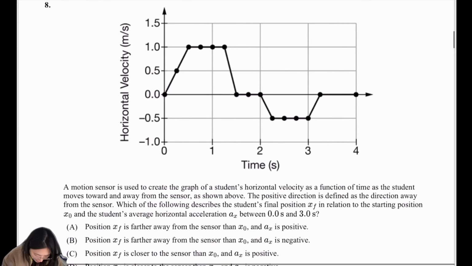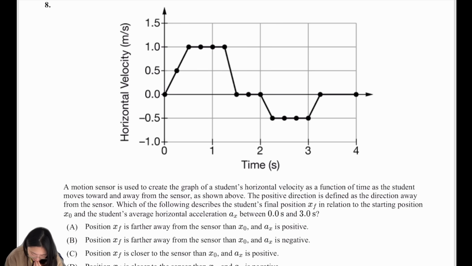Question number 8. A motion sensor is used to create the graph of a student's horizontal velocity as a function of time as the student moves toward and away from the sensor. The positive direction is defined as the direction away from the sensor. Which of the following describes the student's final position x final in relation to the starting position x0 and the student's average horizontal acceleration ax between 0.0 and 3.0 seconds?